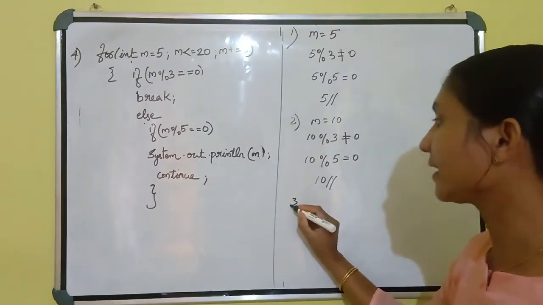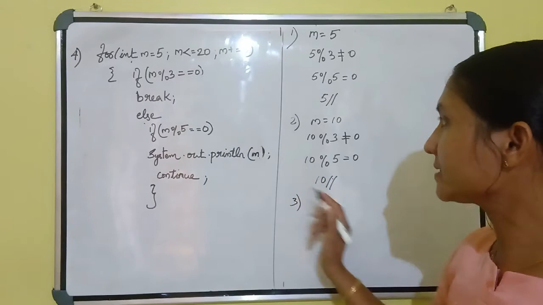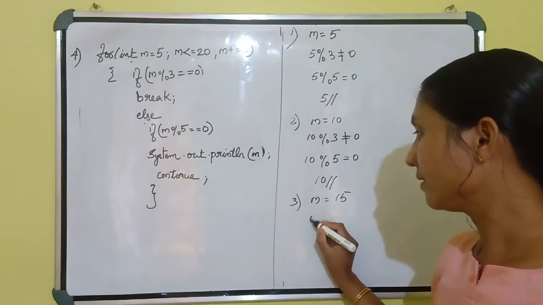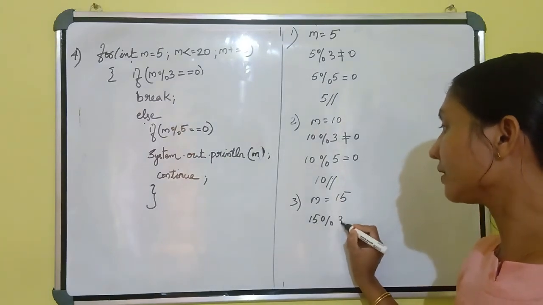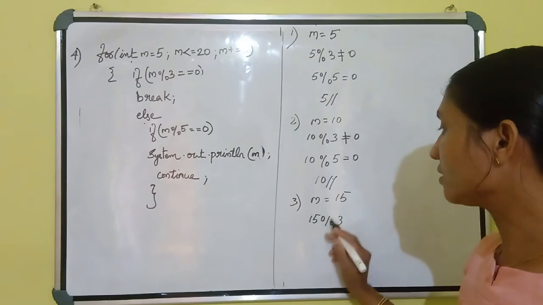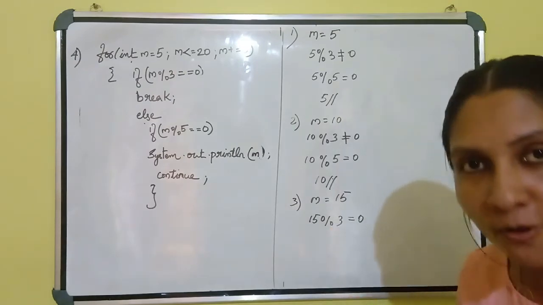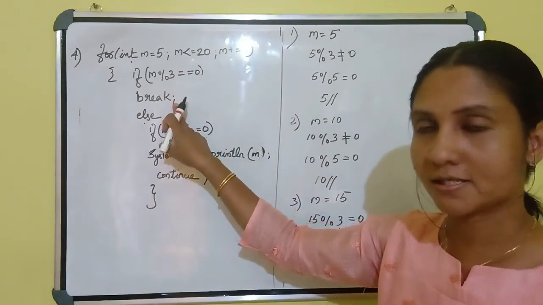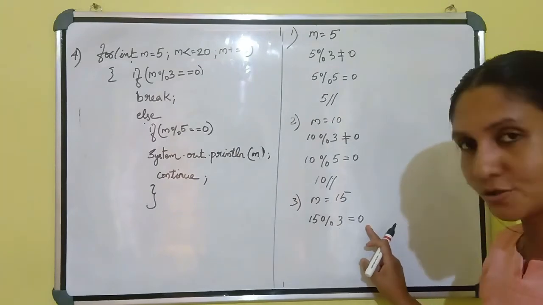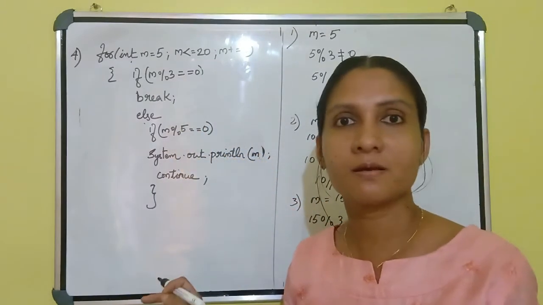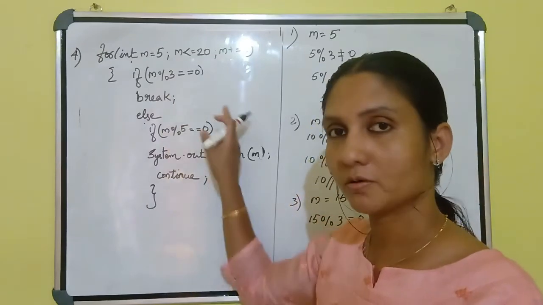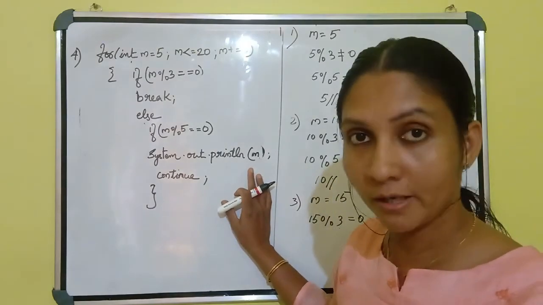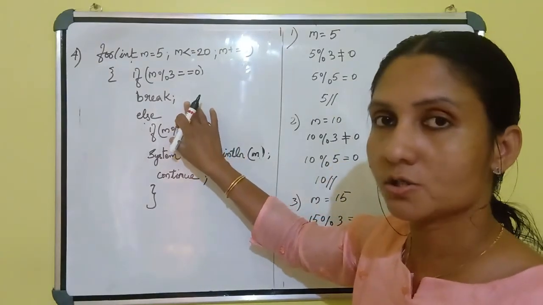The third time it will check the condition. Now the value of m is equal to 15. Then it goes inside and does this operation, 15 mod 3. 3 is a factor of 15, because of that you will get the answer as 0. Then it will take this statement. If the condition is true, it will take this statement. What's this statement? Break. That means it will stop the program and go outside. This program will not print the value of m, because we already stopped here.